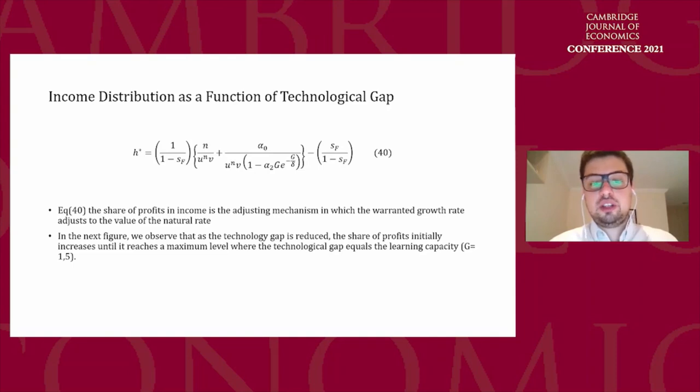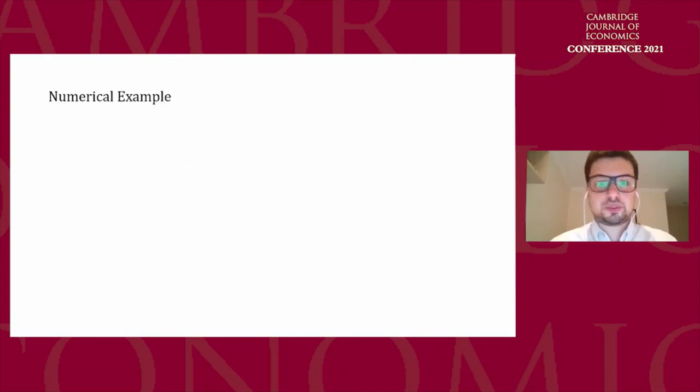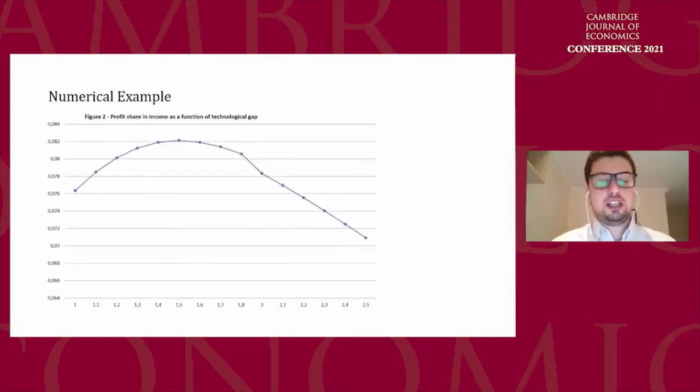In the next figure, we will provide another numerical example, observing the relation between the technological gap and the income distribution. As we can see, as we reduce the technological gap, the profit share increases until it reaches the peak at around 1.5, and it starts decreasing again. It's the same as the labor productivity type of graph.